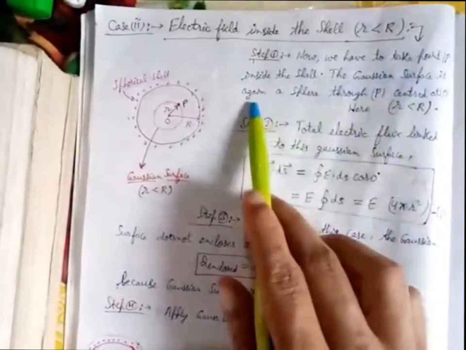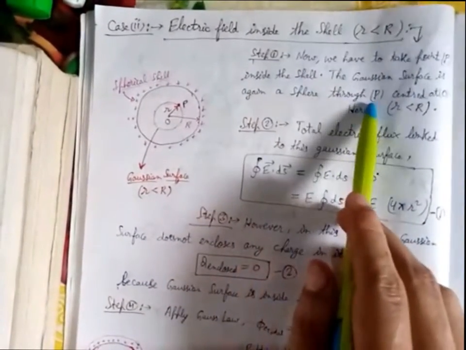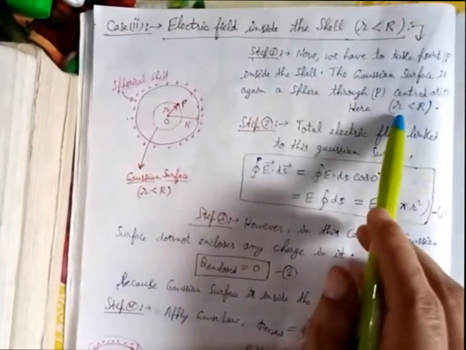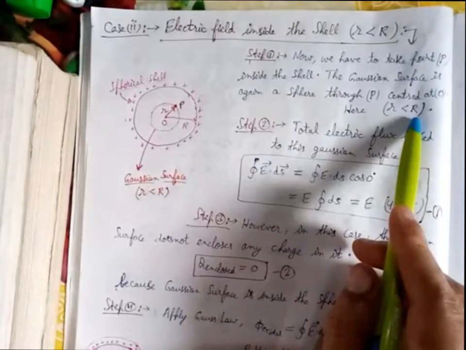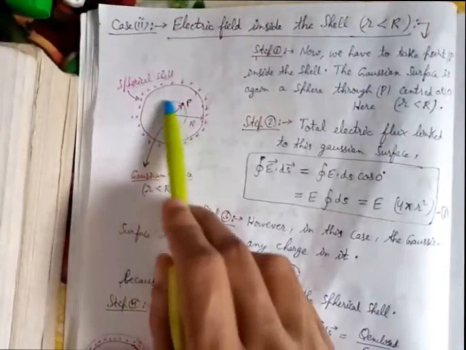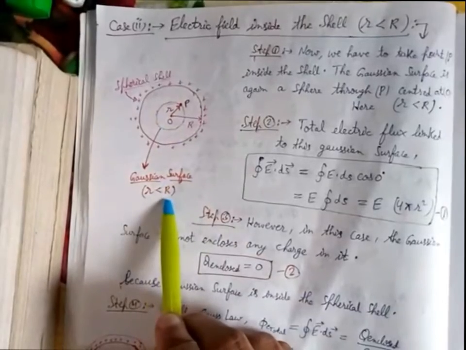The Gaussian surface is again a sphere through P centered at O, and small r is less than capital R. So this is the Gaussian surface we have chosen. This small r is less than capital R.